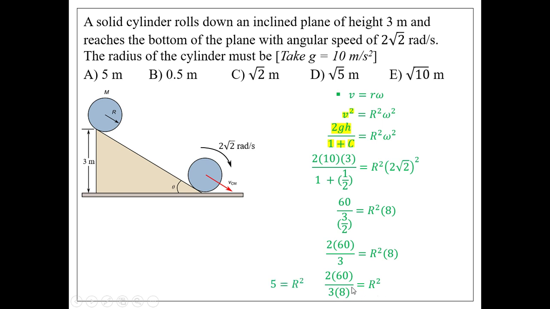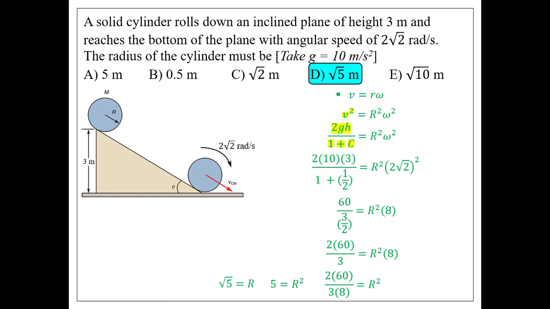So if you punch in 120 divided by 24, you'll get 5. But this is r squared, right? You're not done yet. So don't jump the gun and pick a here. This is r squared. So how do you find r? Well, just square root both sides. So therefore, r is the square root of 5. So that would leave you with d.